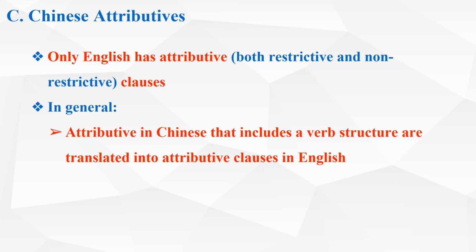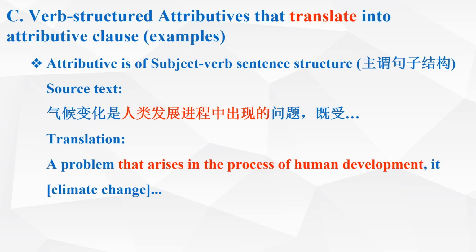After looking into the examples of our choice, we found a pattern, which is that in general, an attributive in Chinese that includes a verb structure is translated into an attributive clause or attributive clauses in English. From this example, in the source text, the Chinese attributive 人类发展进程中出现的 for the noun 问题 has a subject-verb sentence structure. Therefore, it is translated into a restrictive attributive clause: a problem that arises in the process of human development.